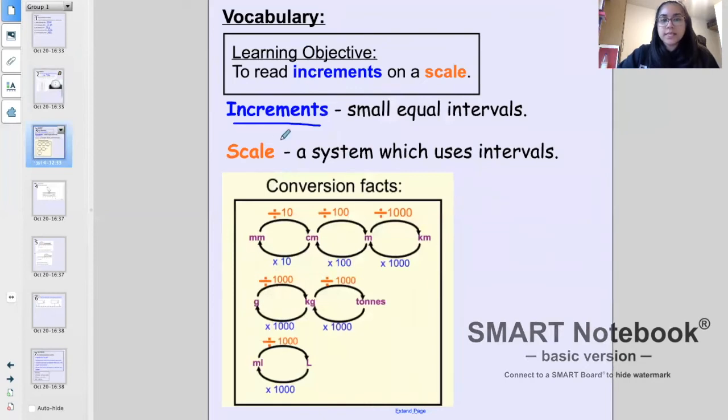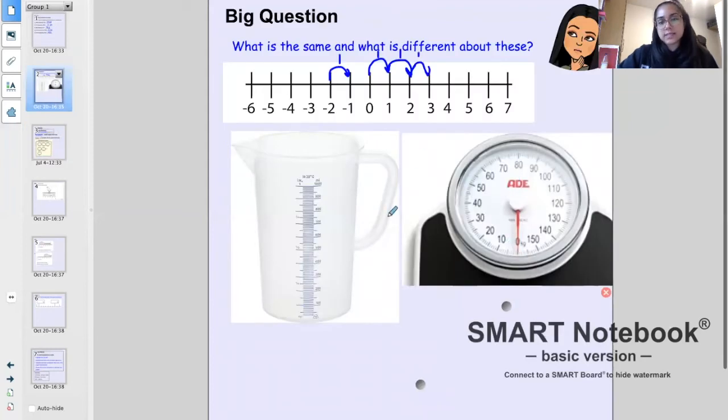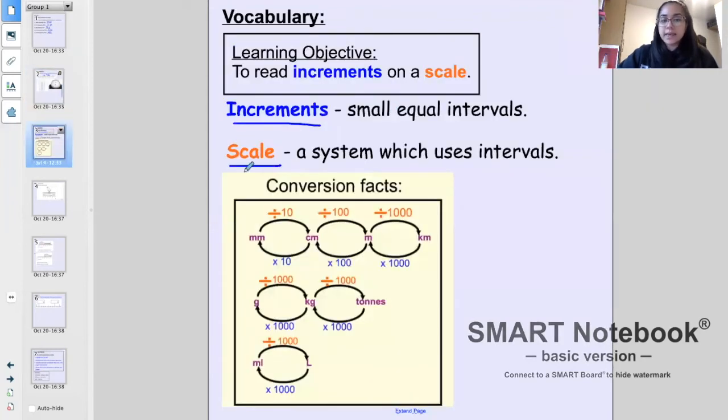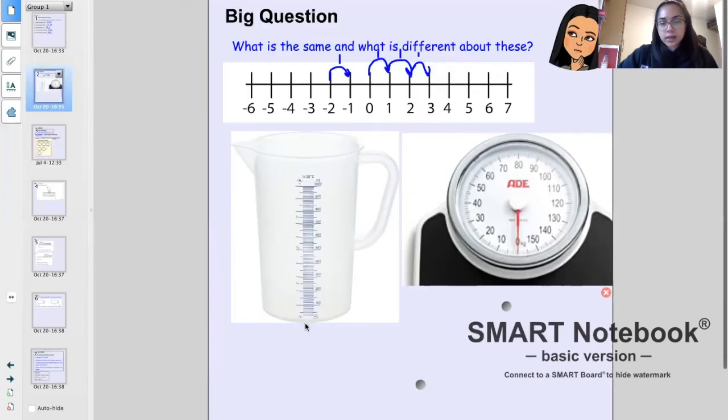Okay, and we're reading increments on a scale. And a scale, yes, we have weighing scales, but in this context, a scale is a system which uses the intervals. Okay, so just like how we go from 0 to 1,000 milliliters, here, this is a scale from 0 to 1,000 milliliters. This is a scale from -6 to 7. This is a scale from 0 kilograms all the way to 150 kilograms.